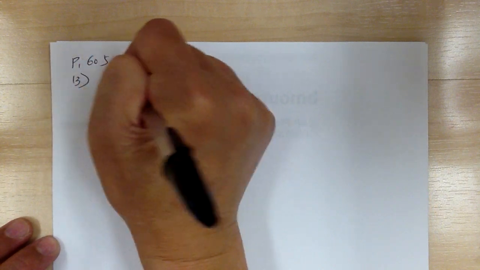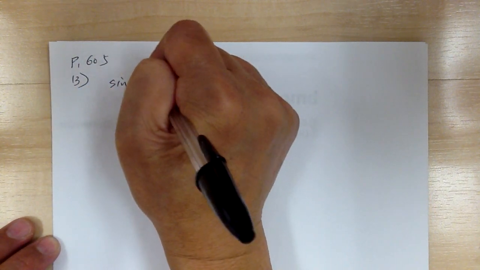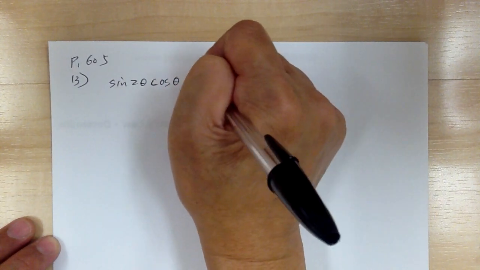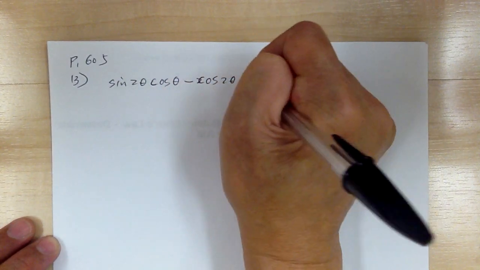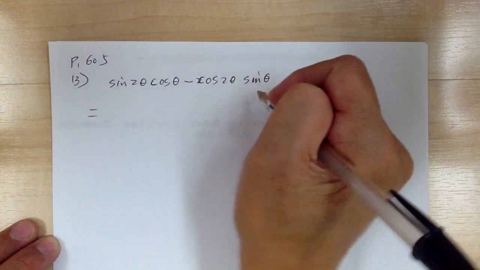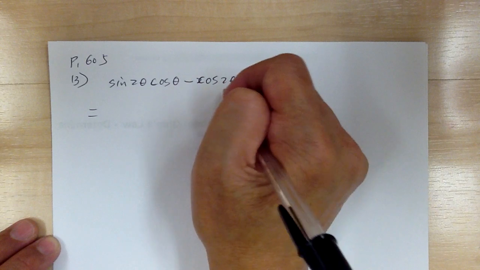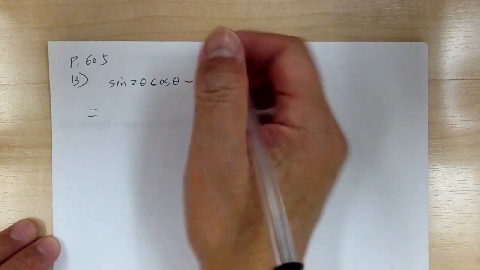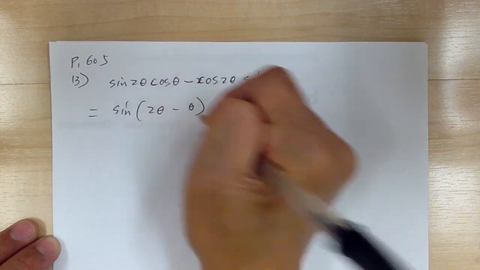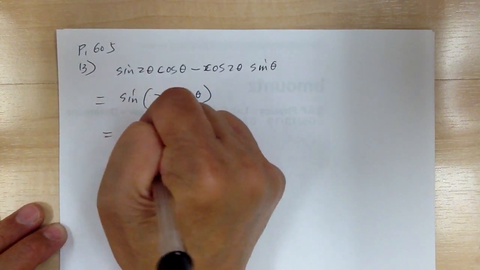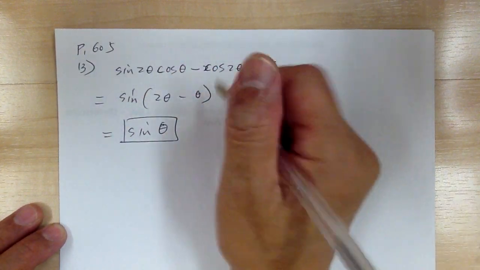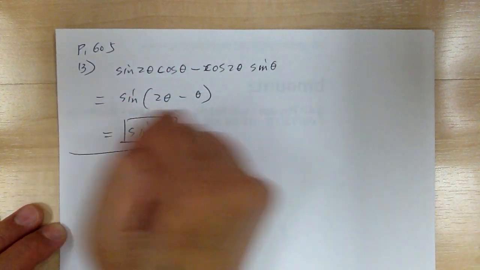Okay, you got sine of 2 theta, cosine of theta, minus cosine of 2 theta, sine of theta. So this came from the difference identity for sine. So this is equal to sine of 2 theta minus 1 theta. So this will equal sine of 1 theta, and that's it. And since they don't give you any number to evaluate, you cannot come up with a number, so that's it for number 13.